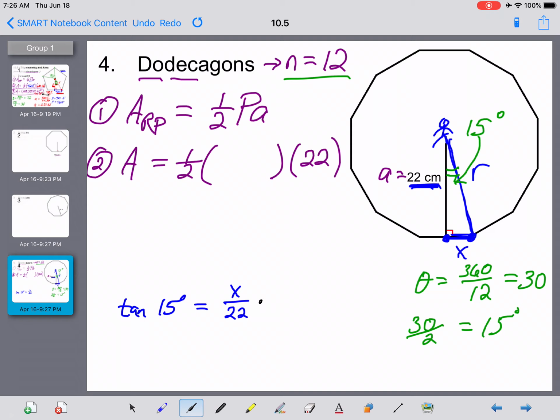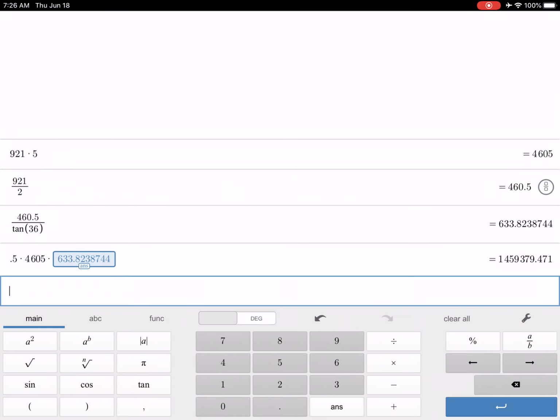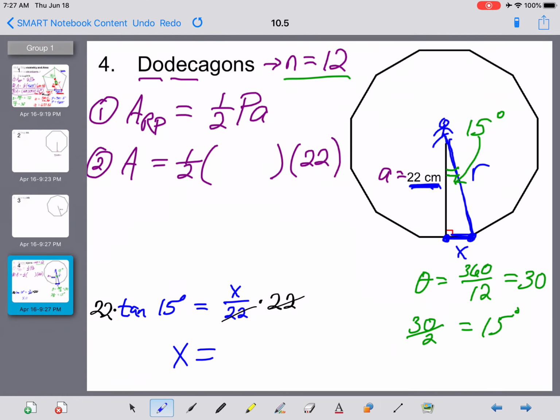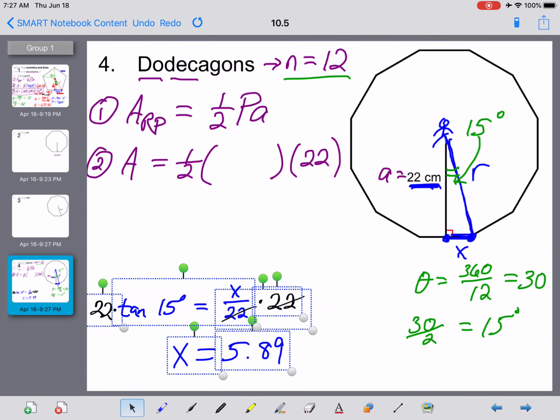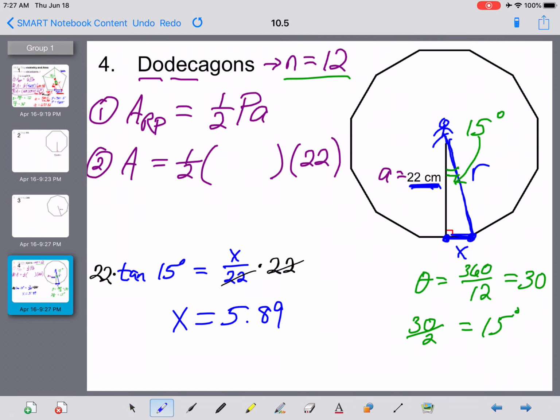X is being divided by 22, so we just multiply both sides by 22 in order to get this to work out. And we're going to get x equals, and here we go, 22 tangent of 15 degrees. So let's try it. 22 tangent of 15 degrees gets us 5.89 for x. So 5.89 goes right there. Now, if I look at the relationship here between the x and the 22, I think that's correct. But we're not quite done yet.